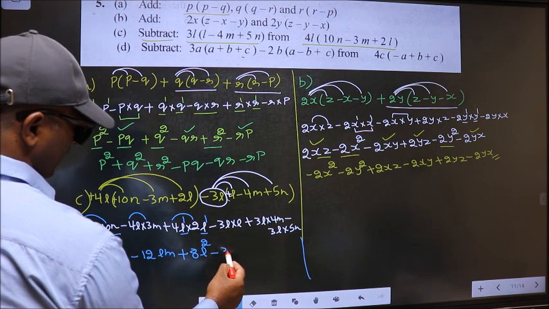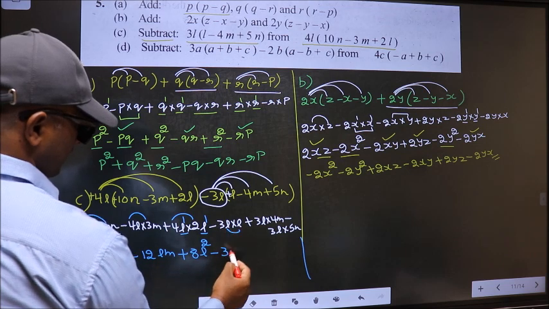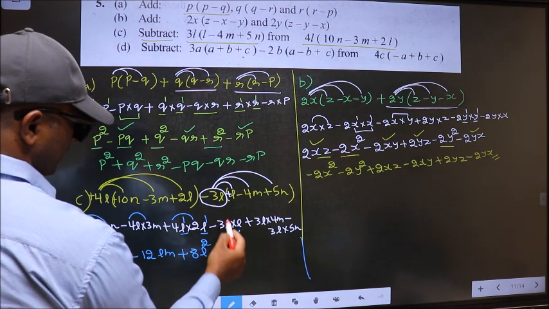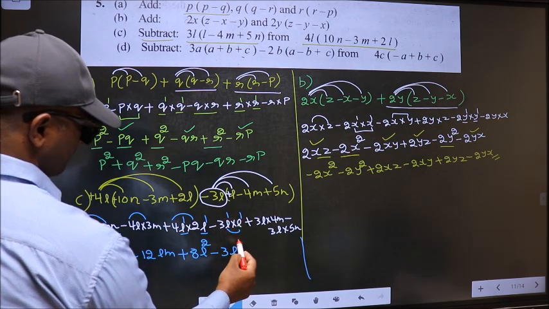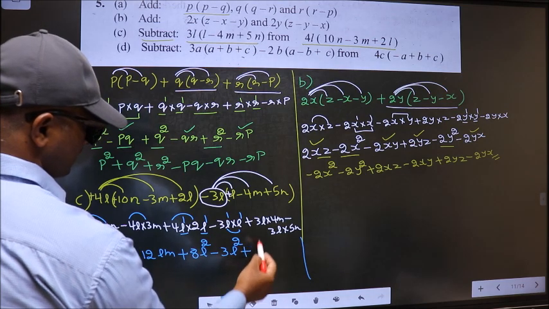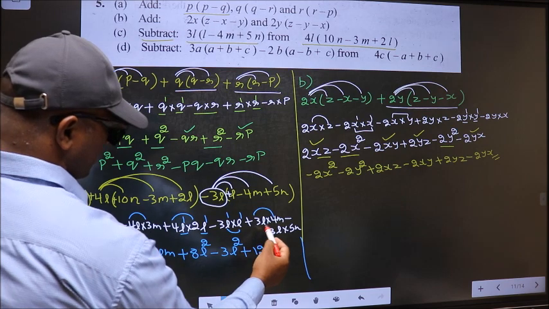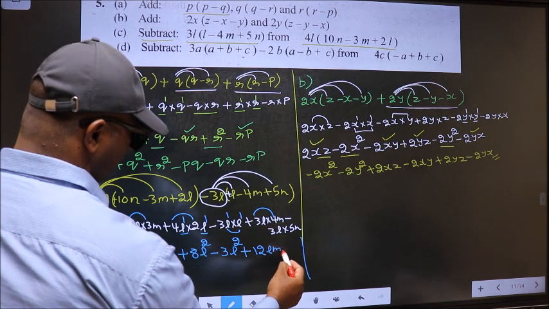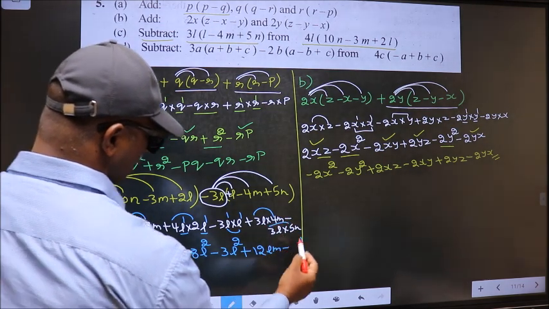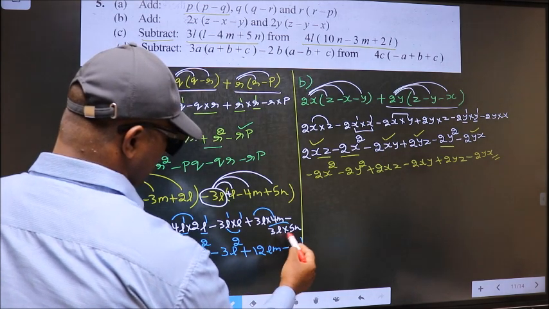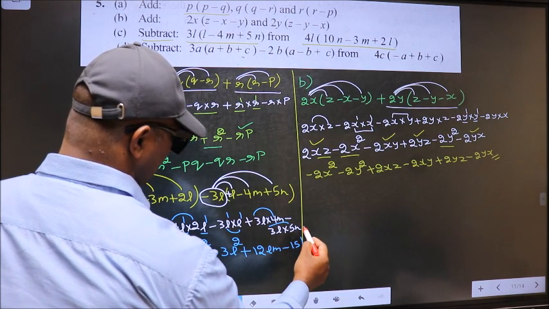Minus, here only one number, 3. Letters are same, so write L, power is add the powers, 1 plus 1, 2. Plus numbers 3 into 4, 12. Letters are different, so you write LM. Minus numbers are 3 into 5, 15. Letters are different, so you write LN.